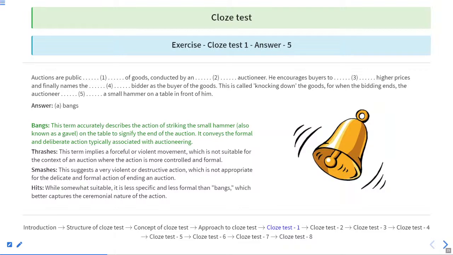Thrashes will not be, because thrashes implies a forceful movement, a violent movement. It is not suitable in context of auction, where the auction is more controlled and formal. It cannot be smashes, because smashes again suggest a very violent or destructive action. It is not appropriate for delicate and formal action of ending an auction. Hits is also not suitable. It is less specific and less formal than bangs. Typically, you bang a hammer. You can theoretically say you hit a hammer, but bangs is actually better. It better captures the ceremonial nature of the auction.